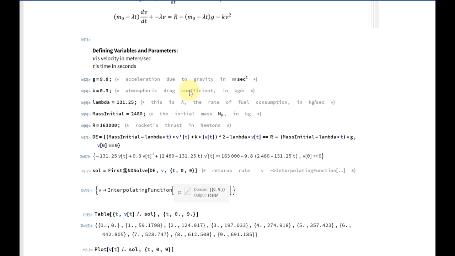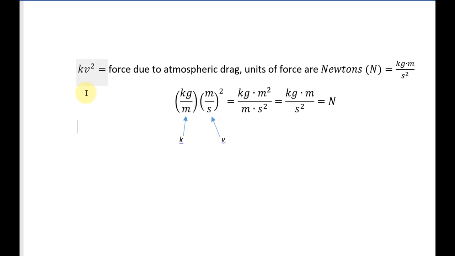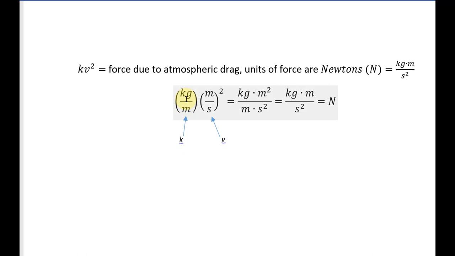Now, depending on how you define this coefficient, it is either a dimensionless value, or if you're putting it in the equation as I've written it here, it actually has units. You could identify the units of kilogram per meter. And the reason for that is the following. We could say this term, kV squared, represents the force due to the atmospheric drag on the rocket. The units of force are newtons, and newtons are kilogram meters per second squared. So the units of k need to be kilogram per meter, so that when you multiply that by units of velocity, meters per second, squared, you end up with kilogram meter squared over meters times second squared, and then a unit of meter cancels out.